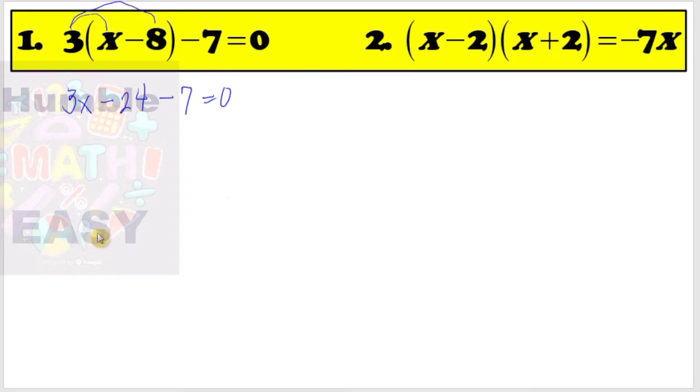After which, we have here 3x minus 31, because if we combine like terms, we have negative 24 and negative 7, so it became negative 31. Then copy the 3x, so we now have 3x minus 31 is equal to 0. Take note that the given variable x has a degree of 1, so this is now a linear equation.